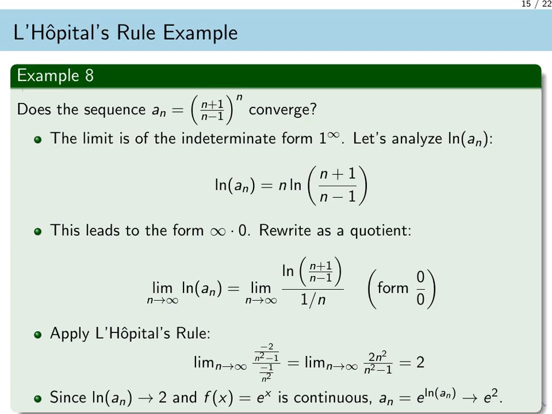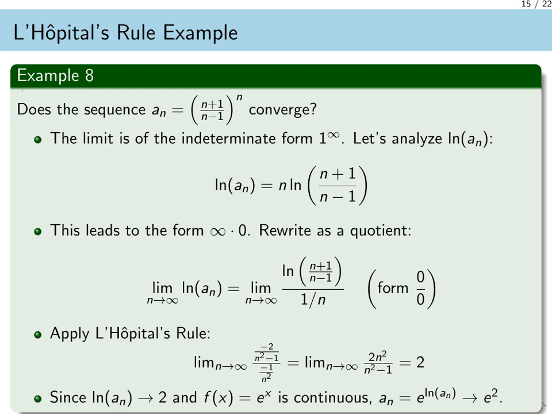Let us tackle a common but tricky indeterminate form, 1 raised to the power of infinity. We can solve this by first taking the natural logarithm of the sequence term, which allows us to apply L'Hopital's rule. Our sequence is the quantity n plus 1 over n minus 1, all raised to the nth power. As n gets large, the base approaches 1 while the exponent goes to infinity. The key step is to analyze the natural log of our term, a(n). This brings the exponent n down as a multiplier, giving us n times the log of the fraction.